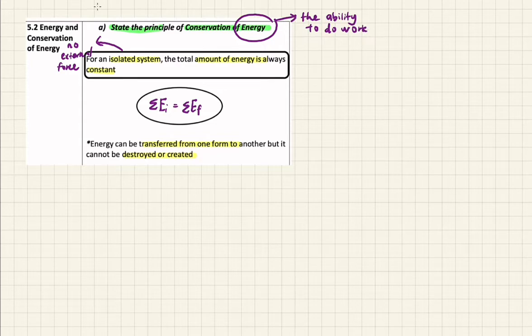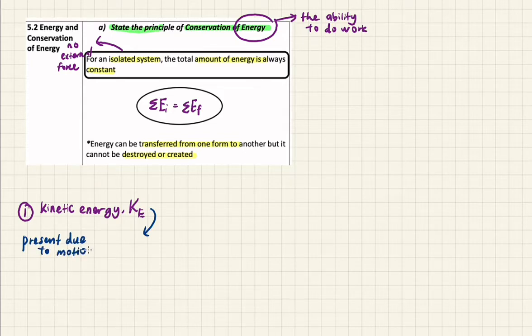Next, you have learned this, but I want to just remind you again the types of energy. For your syllabus we have 3 types of energy that we're going to focus on. The first one is kinetic energy, or we can represent it as KE. Kinetic energy is present due to motion. Maksudnya bila objek itu bergerak, when the object is in motion, akan wujudnya kinetic energy.